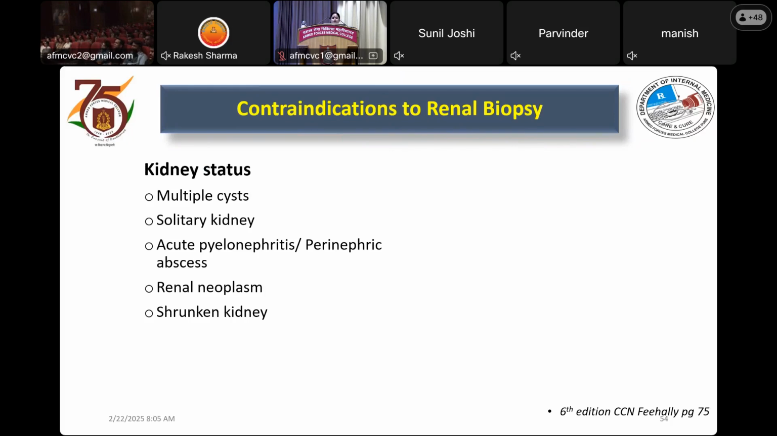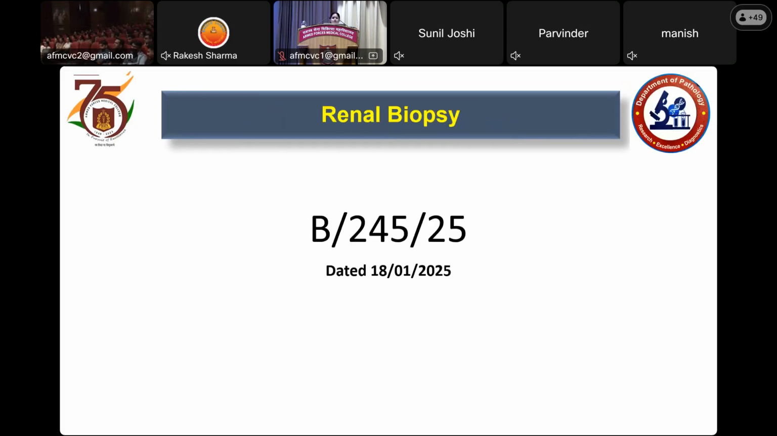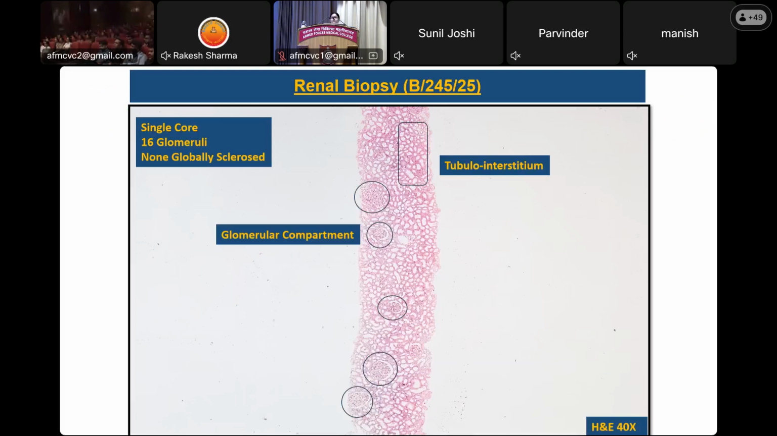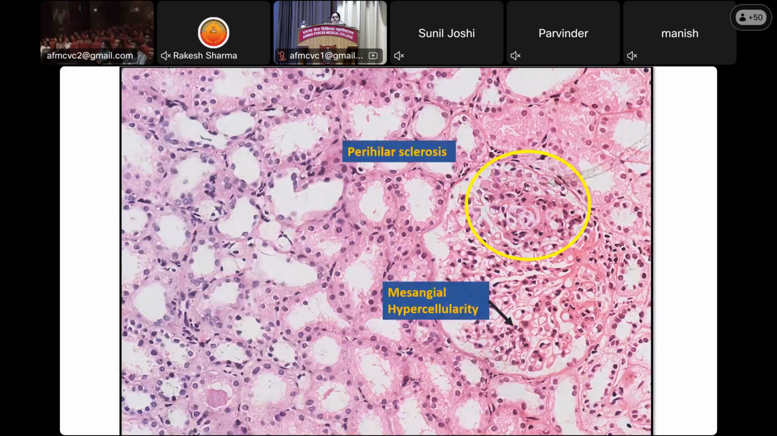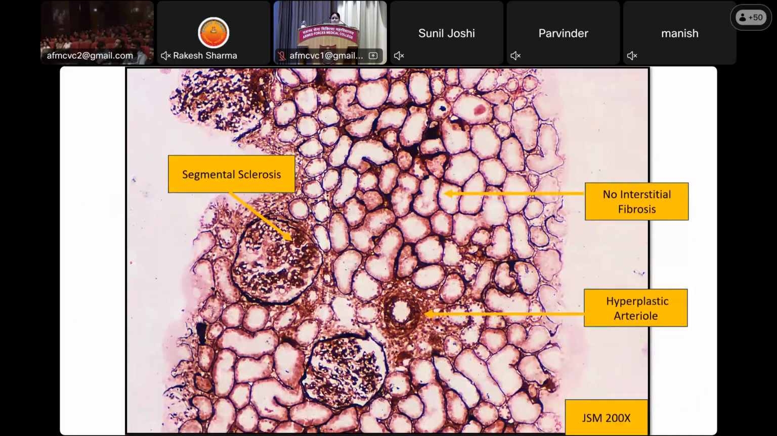Here in the glomerular compartment, this is the hilar region, and in the perihilar region we can see the segmental sclerosis, so it is called perihilar sclerosis. In the uninvolved tuft, it shows segmental mesangial hypercellularity. We also did Jones methenamine silver stain, which highlights basement membrane and mesangial matrix, to look for interstitial fibrosis and tubular atrophy. In the tubulointerstitial compartment, there is no interstitial fibrosis or tubular atrophy. But in the vascular compartment, a hyperplastic arteriole is noted, and in this glomerulus, segmental sclerosis is noted as well.